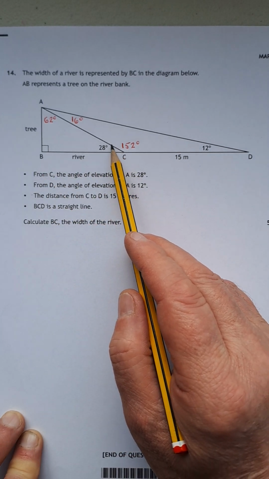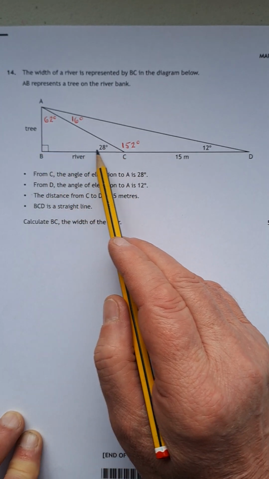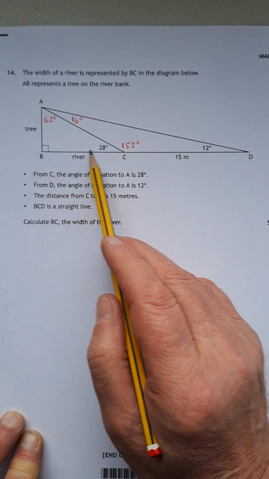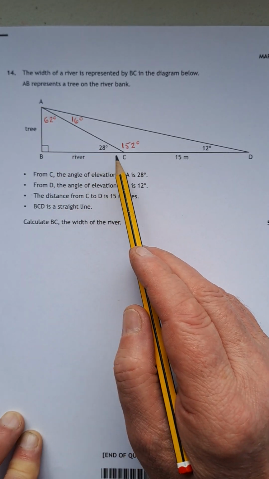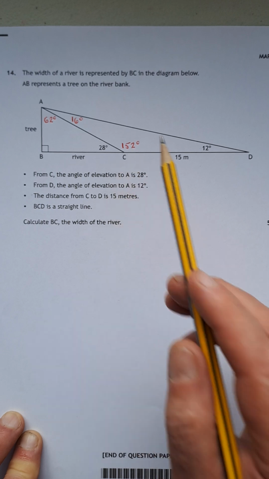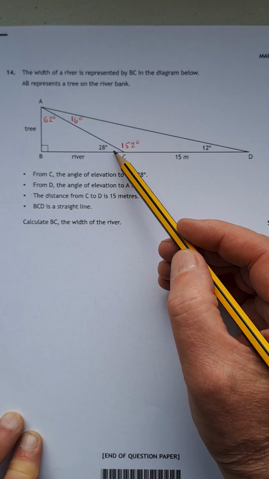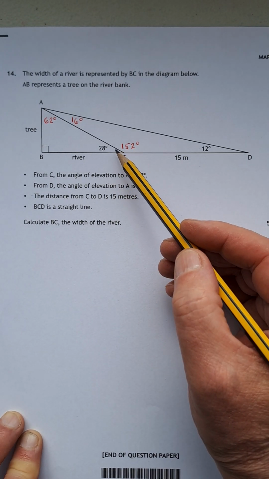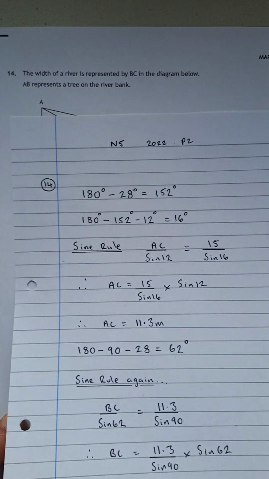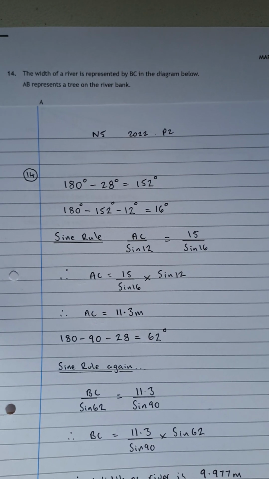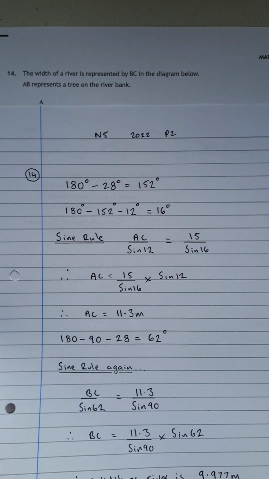So we need to find one of the lengths of this triangle that the river is on, and the one we're going to go for is that one there, going from A to C. So where did the 152 come from? Well, we have a straight line there, and 180 take away 28 gives you 152. So that's the very first calculation you do there, 152.